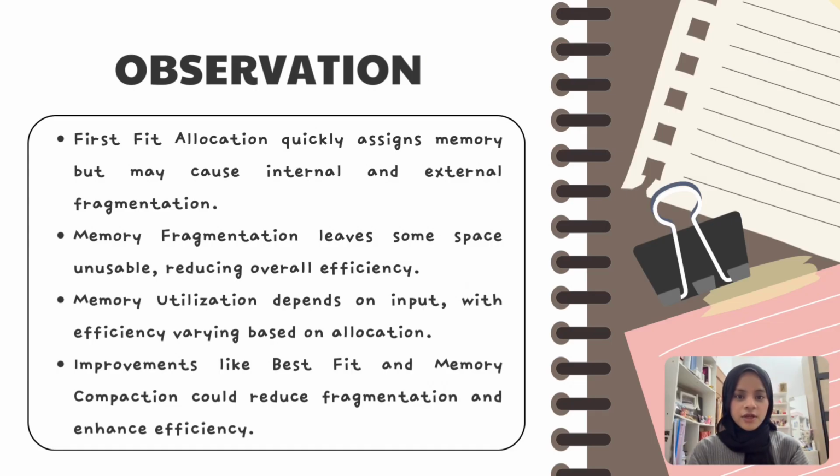Next, I will present our observations from the memory allocation process. The first fit allocation method efficiently assigns memory to processes but can lead to internal and external fragmentation, leaving some memory space unusable and reducing overall efficiency. We observed that memory utilization depends on the input, with efficiency fluctuating based on how blocks are allocated. To address this issue, improvements such as the best fit strategy, which allocates the smallest suitable block, and memory compaction, which consolidates free space, could help reduce fragmentation and enhance overall memory efficiency.